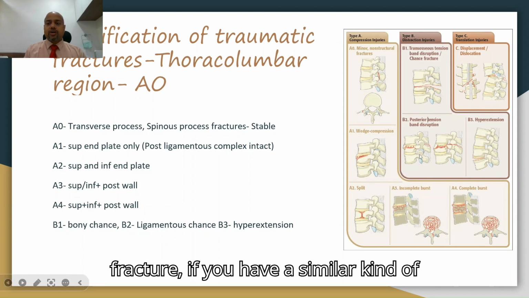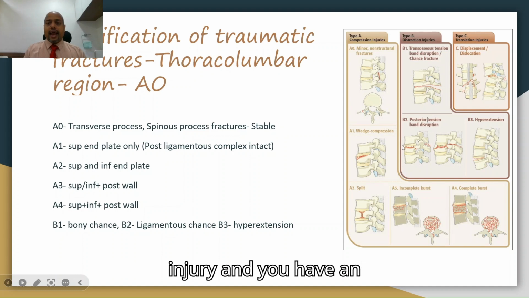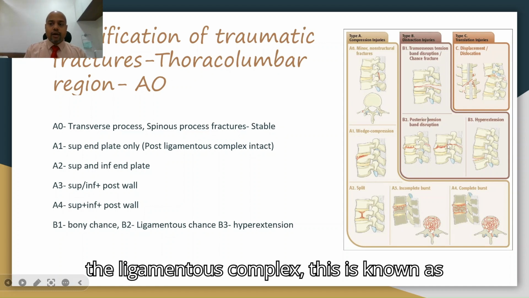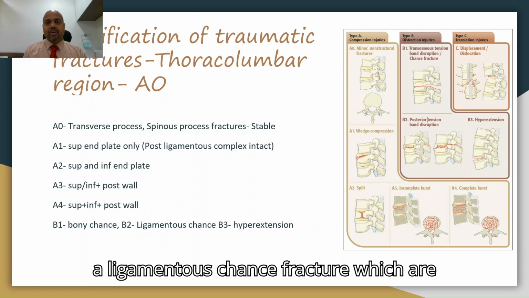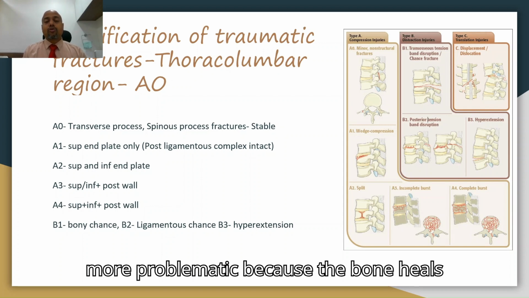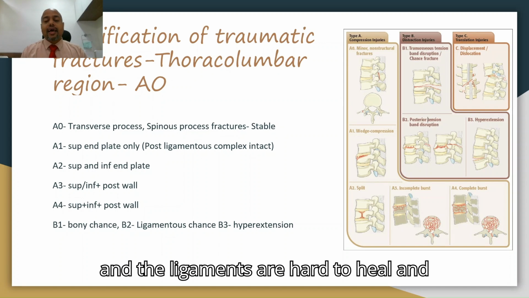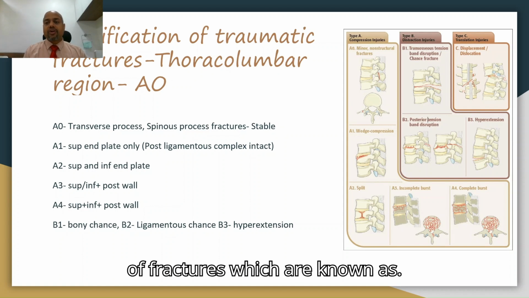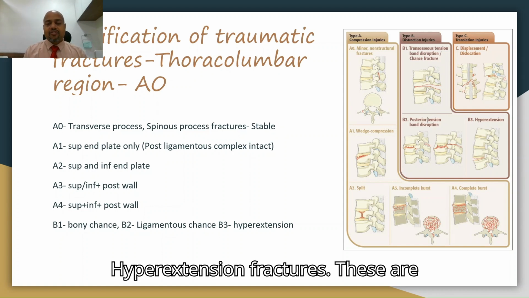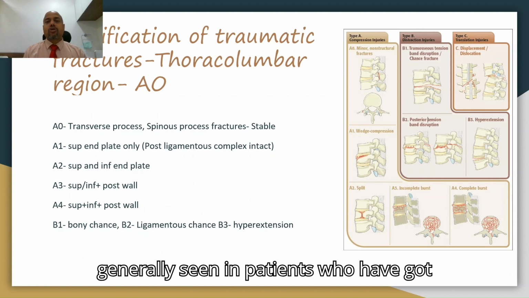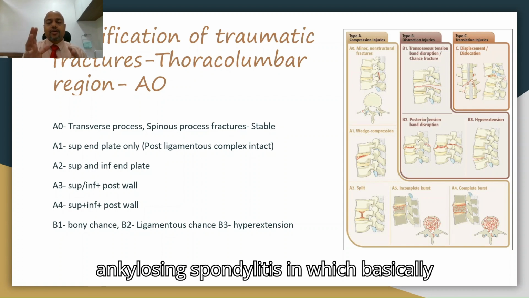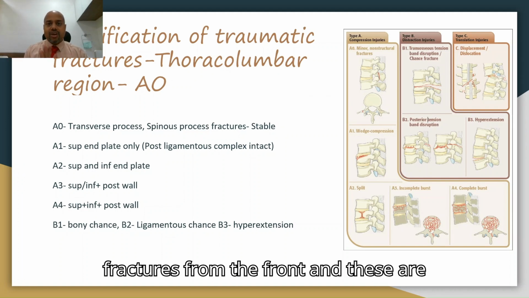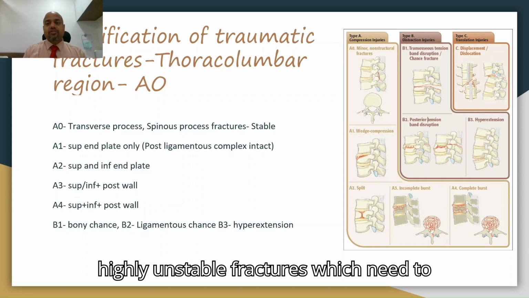Again, if you have a similar kind of injury from posterior to anterior through the ligamentous complex, this is known as a ligamentous chance fracture, which is more problematic because the bone heals and the ligaments are hard to heal. These are also unstable fractures which need to be fixed. Lastly is the B3 type of fractures, which are known as hyperextension fractures. These are generally seen in patients who have ankylosing spondylitis, in which basically your whole spine is like a whole rod, and once it fractures from the front, these are highly unstable fractures which need to be fixed.